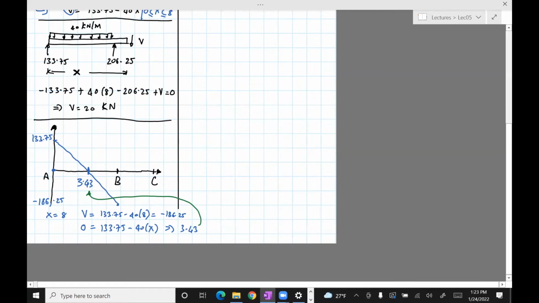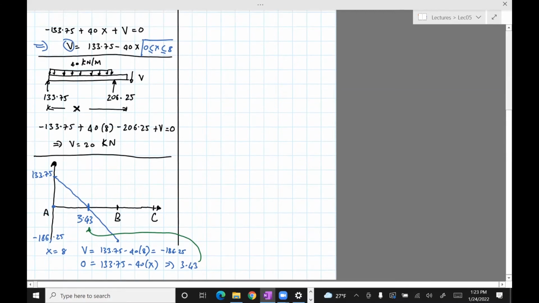Okay, so that completes this equation. Now, the next equation is this one, which is valid from x equals 8 all the way to 11. And we see that that force is simply 20. So I just need to draw the force at 20.